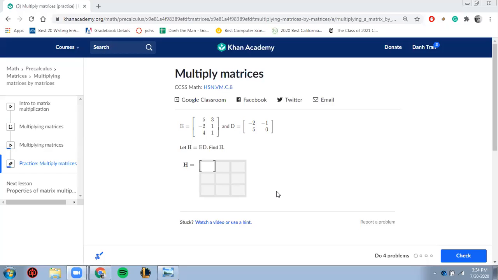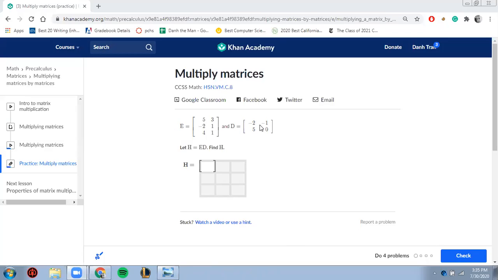Today's lesson will be on multiplying matrices. The objective is for students to understand how matrices work and how to multiply one matrix with another. In this video, I'll use a question from Khan Academy so that later we can check if we got the right answer or not.